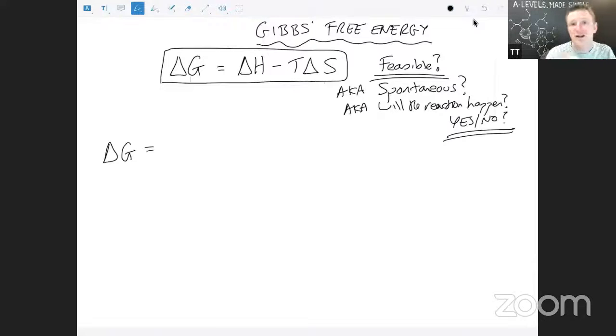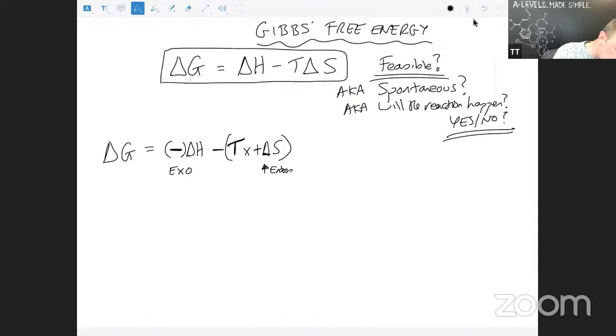Delta G, let's say we've got a negative delta H. So we start with a negative delta H and we take away the temperature, which is always positive because it's in Kelvin, multiplied by the positive delta S. So if we take something that is exothermic and something that has an increase in entropy, what can we say about the value of delta G? What's it always going to be? If we take a negative number and take away a positive number, it's always going to be negative.